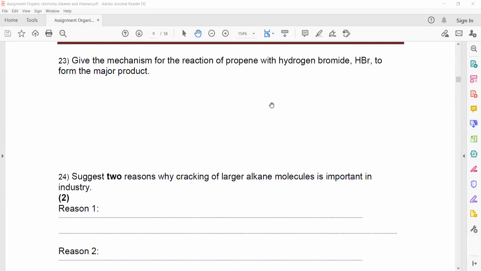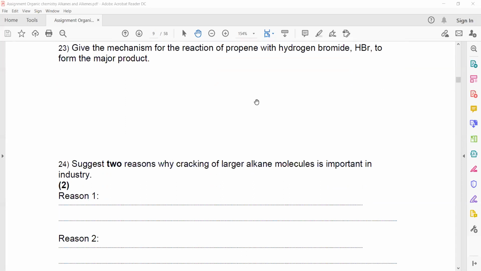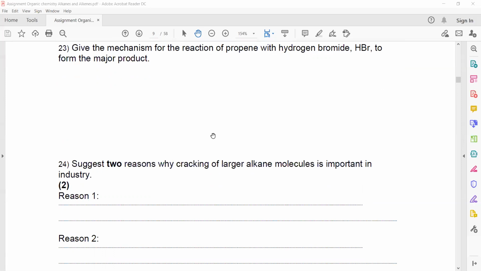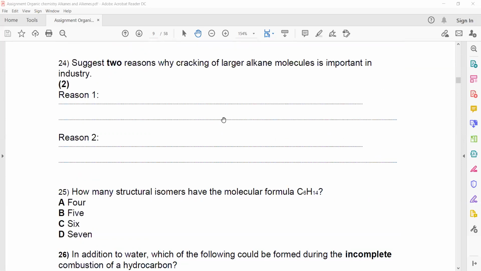Give the mechanism for the reaction of propene with hydrogen bromide to form the major product. This we already discussed. Propene is reacting with HBr, and you have to show the mechanism. It forms 2-bromopropane, which will be the major product, because the carbocation will be a secondary carbocation.